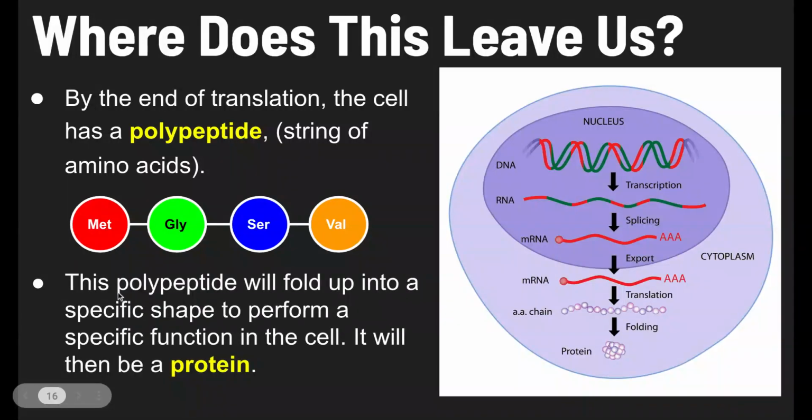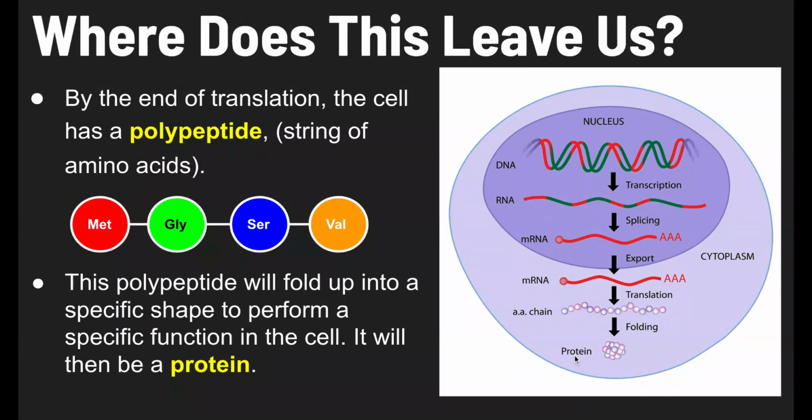Now, the polypeptide that is built is actually going to fold up into a specific shape. So you can see right here, we had a chain. It's going to fold up and take a specific shape. And once it has that specific shape, it can perform a specific function in the cell. And at that point, we have a protein.